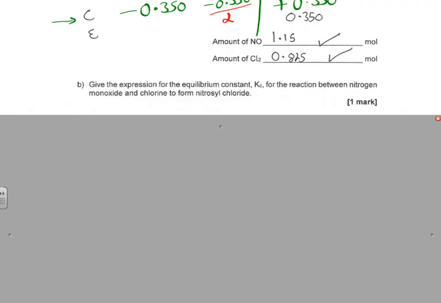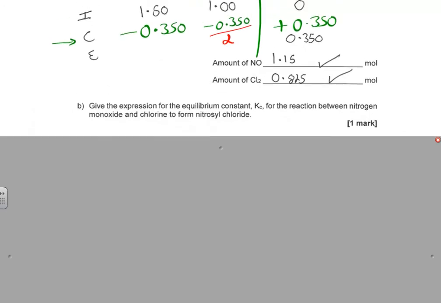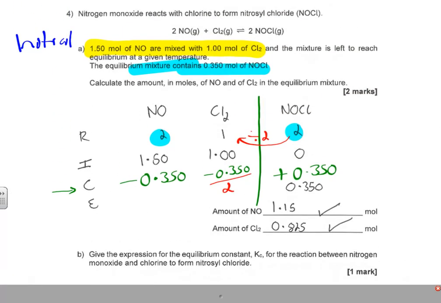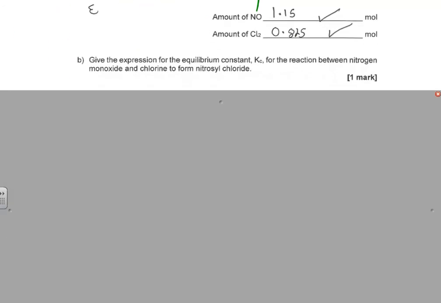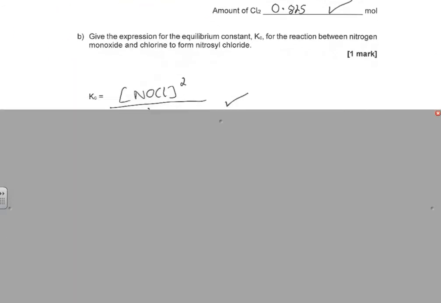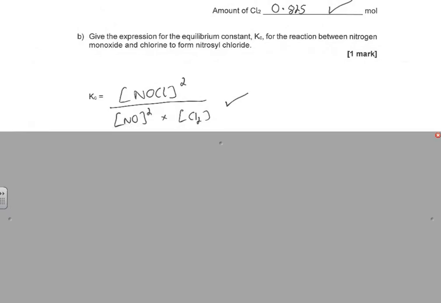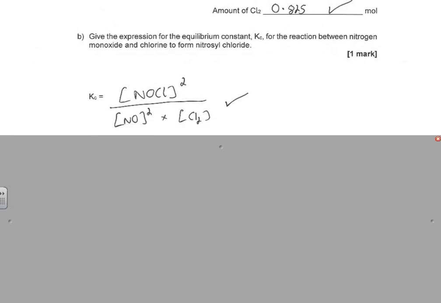The next part should be relatively straightforward. I'm asked to give an expression for my Kc, and of course if I go back to the equilibrium, there we go, we're going to have our reactants and our products. It's the products that would appear on top, the reactants underneath, and I'm going to take into account the balancing numbers. So on the top line, the concentration of NaCl squared, its balancing number is 2, and on the bottom line, NO squared, again its balancing number is 2, and I'm going to multiply that by Cl2, so multiplying the bottom 2 numbers together.